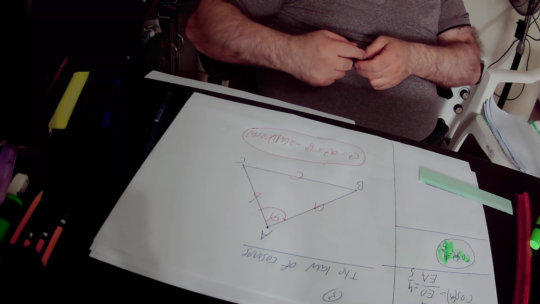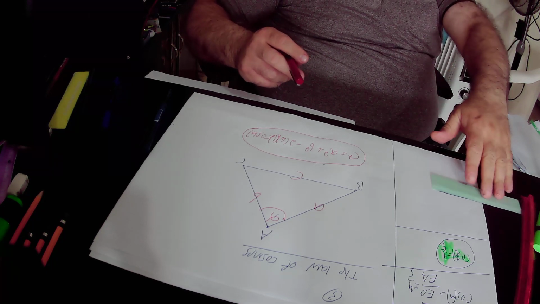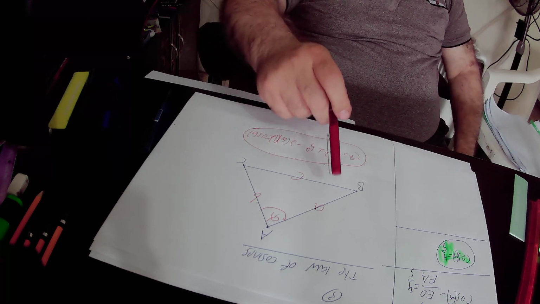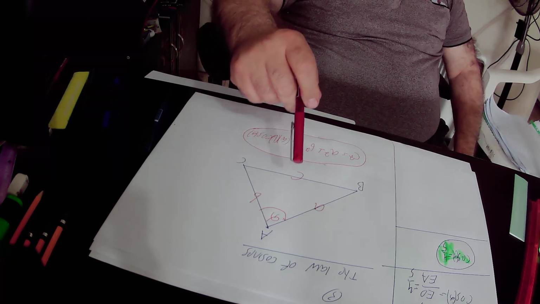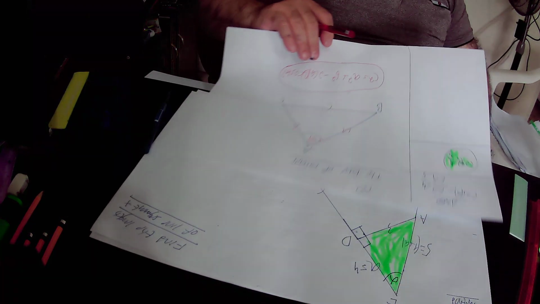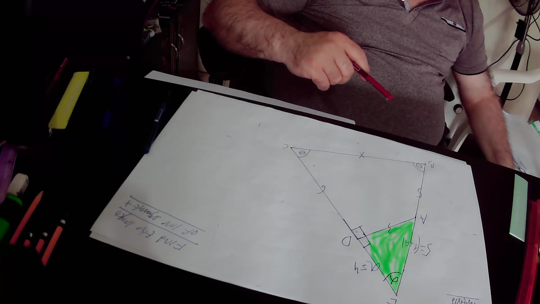Therefore, we will implement the law of cosines in our triangle, triangle ABC. Again, C squared equals A squared plus B squared minus 2 times AB times cosine alpha. We will implement the law of cosines in this big triangle, triangle ABC.